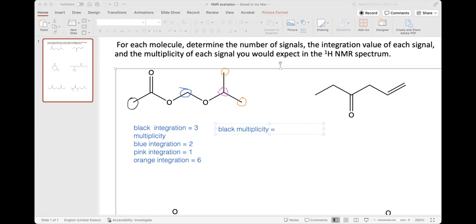So what would be the multiplicity of the black signal? It'd be a singlet. Exactly right. Since there's only the one neighboring carbon and it doesn't have any hydrogens, 0 plus 1 would be 1, and so we'd call that a singlet.